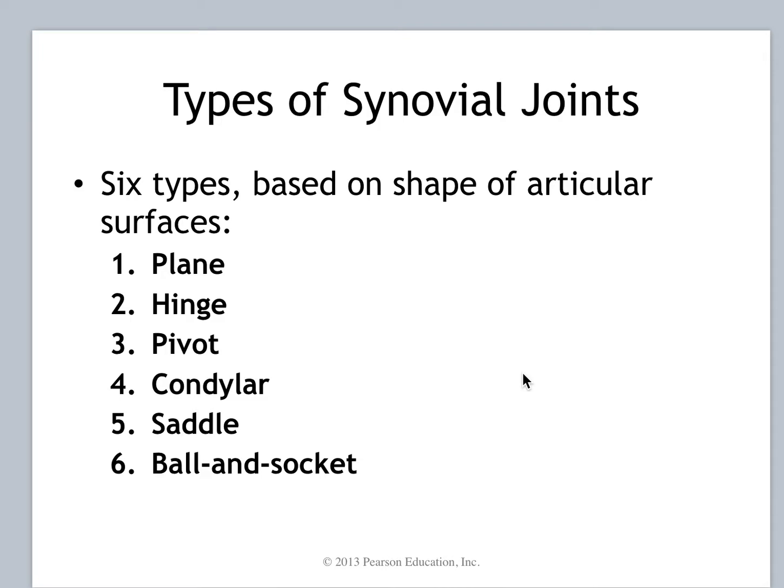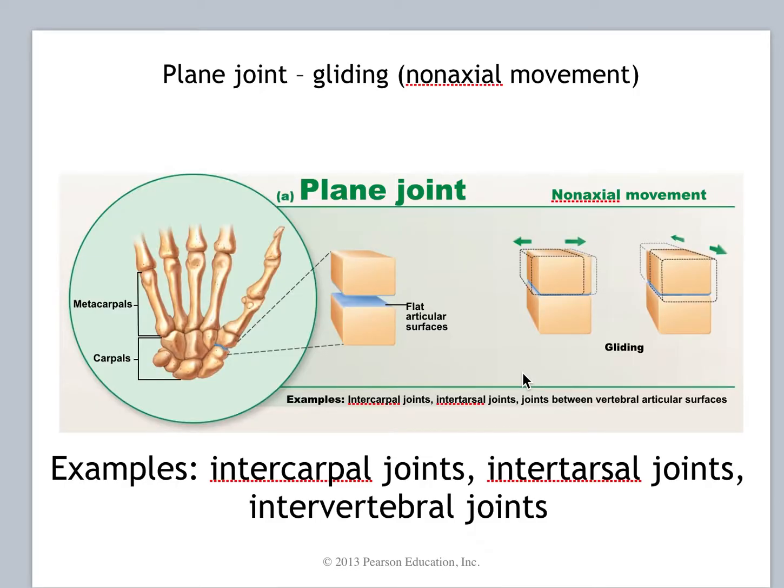Look at the 6 types of synovial joints. And these are all synovial joints. There's plane joints. This is the gliding type joints that we saw on the wrist, especially sliding of one flat surface over another flat surface. You see this in the carpal bones, the tarsal bones, and the joints between the vertebral facet joints.